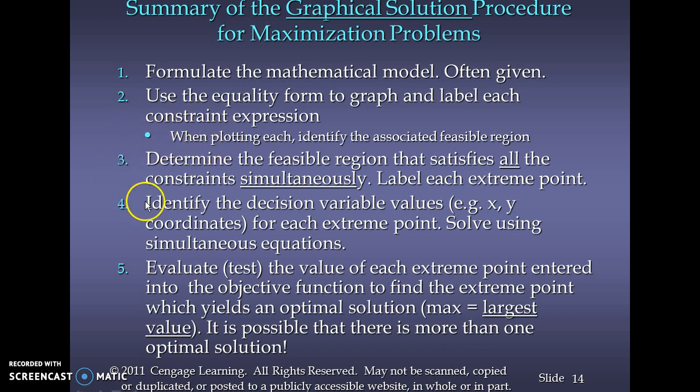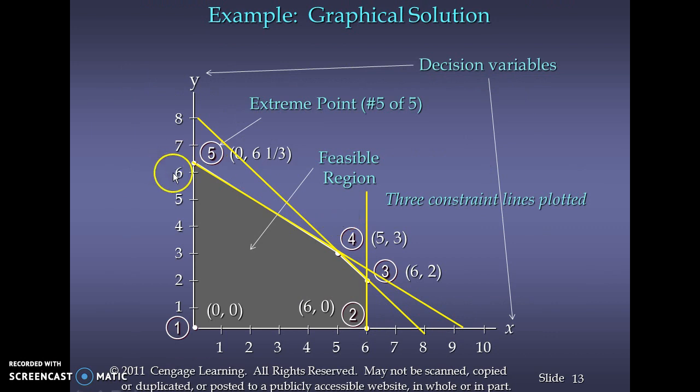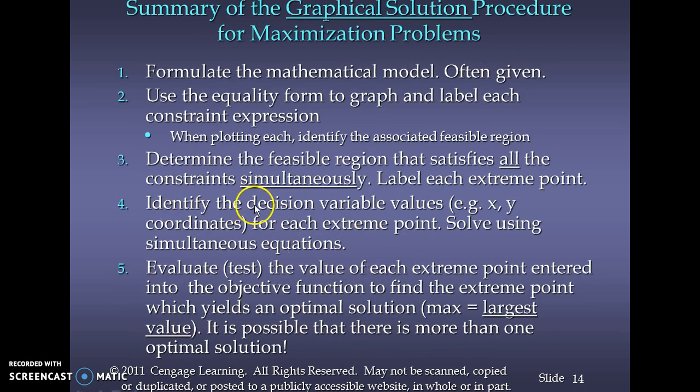Step 3 is we identify the feasible region that satisfies all the constraints simultaneously. We'll label each extreme point, just as I showed you here, where we identified the extreme points. Fourth, we'll identify the decision variable values, for instance, the x and y coordinates at each extreme point. We may have to solve that using simultaneous equations. That might trip up some of you. It's the most difficult algebraic functions we're going to have to solve in this class.